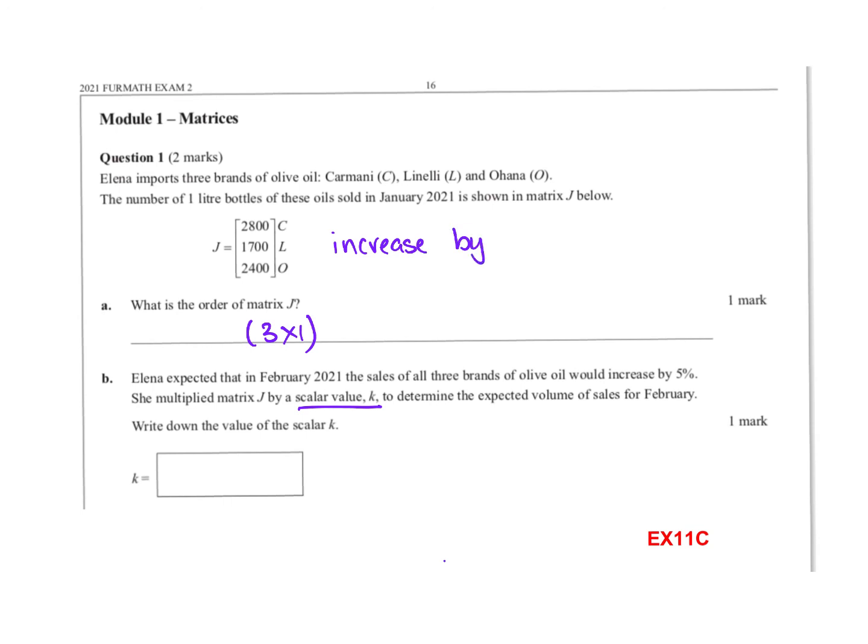by 5%, yeah? When you increase something by 5%, you have to times it by the whole thing plus 5%. So if you're going to times by the whole thing, what's that? You times it by 1, good. So we want 1 plus the 5%. So the scalar number is actually going to be 1.05. Can you see that? So when you increase, it's got to be 1 plus. If you were decreasing, it'd be 1 minus. Okay, so you just write 1.05.